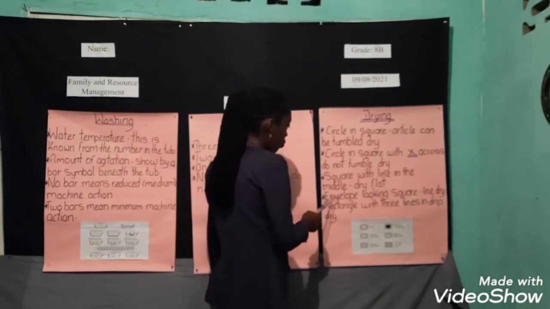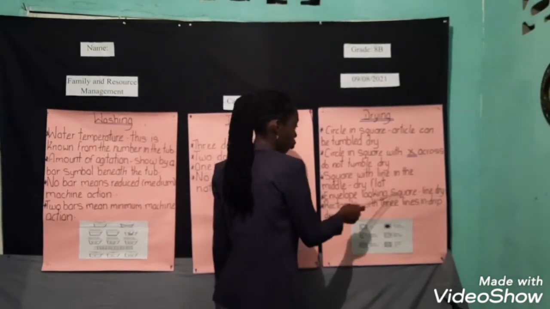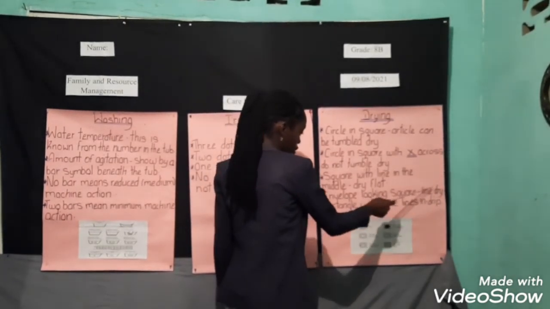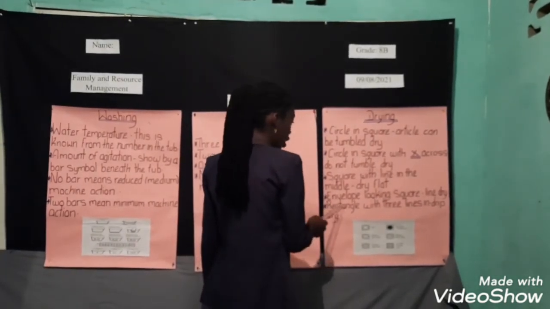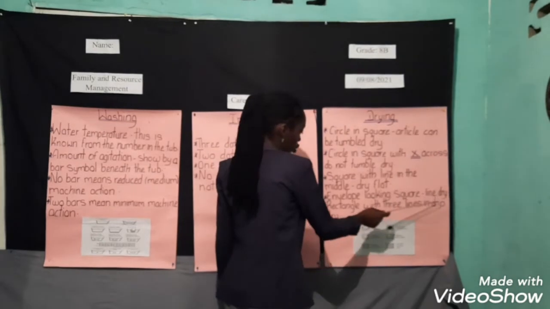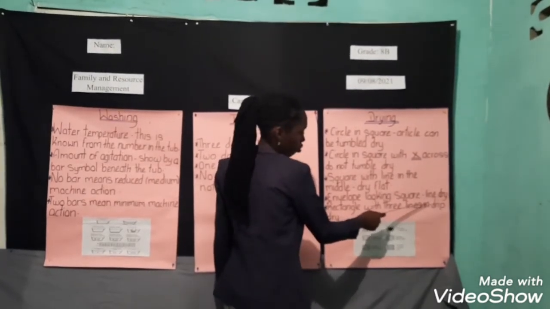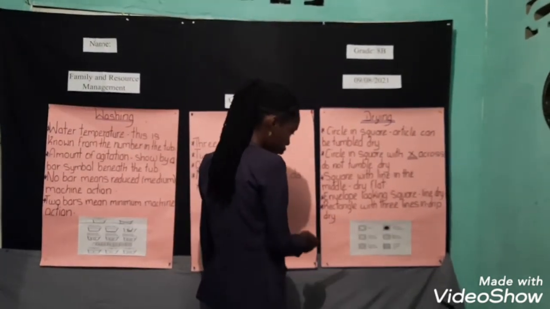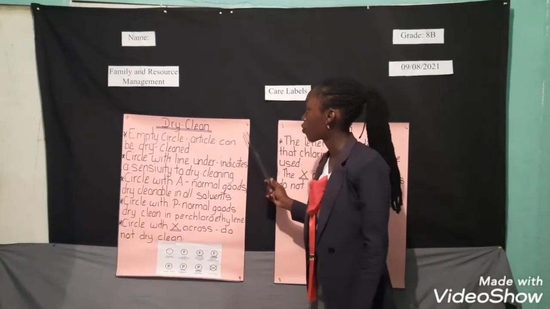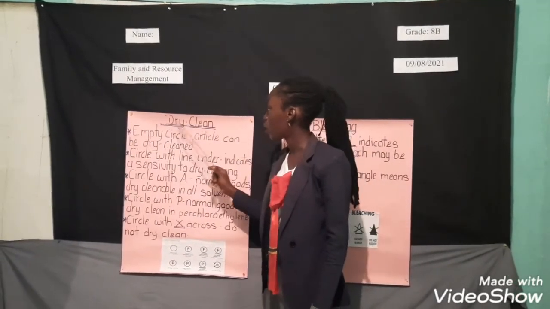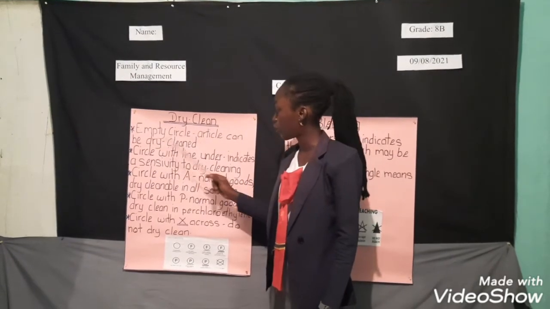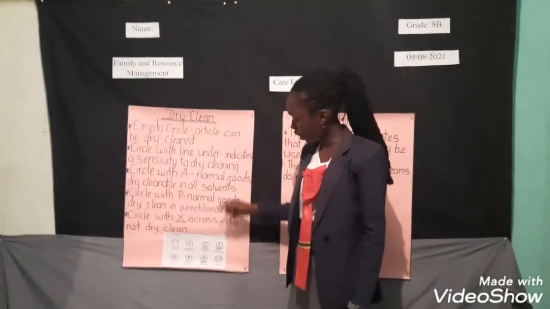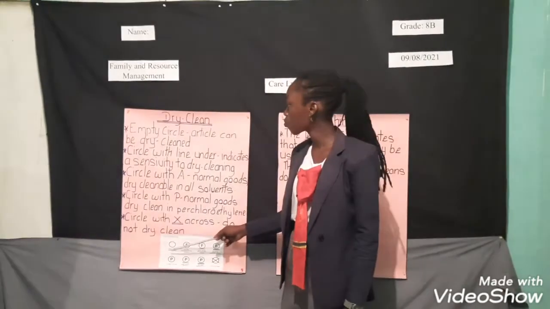The next point we have is the envelope-looking square. This means line dry. And the final point we have is the rectangle with 3 lines. This means drip dry. The next method we have here is dry clean. You have the empty circle, meaning the article can be dry cleaned. This is represented by this symbol here.